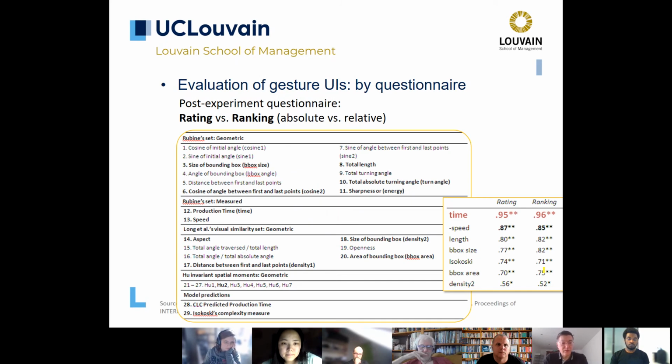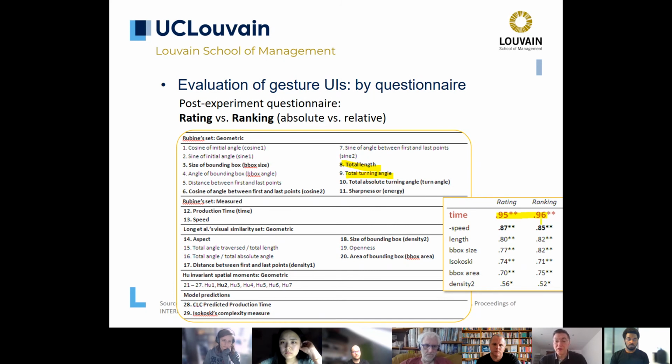So here is an example from Radu Vatavu's work, again, by comparing rating and ranking. What he did is that he measured several metrics for each gesture, but they are very physical metrics, like what is the length of the gesture? What is the turning angle of a gesture? These are very precise measures, and he was able to estimate the correlation between the rating and the ranking.